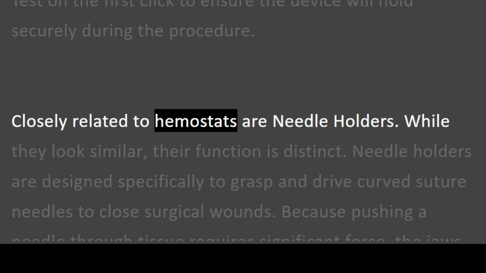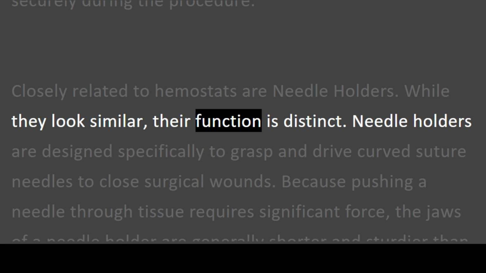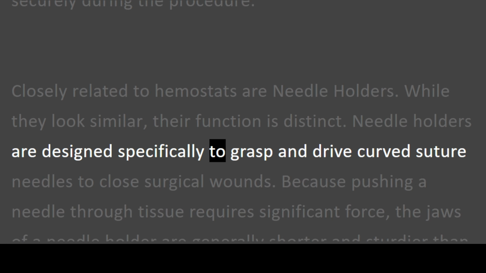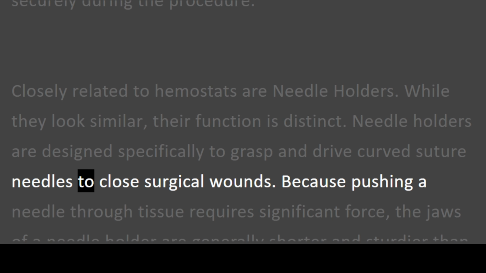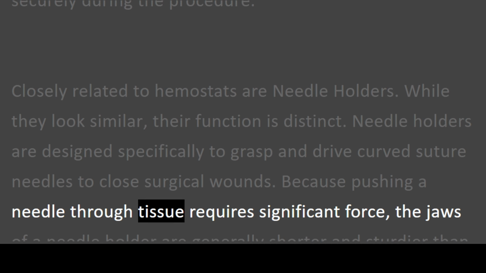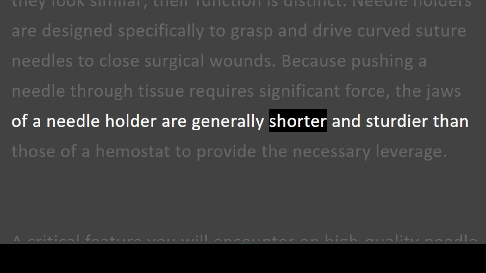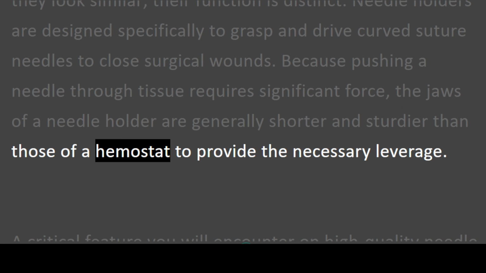Closely related to hemostats are needle holders. While they look similar, their function is distinct. Needle holders are designed specifically to grasp and drive curved suture needles to close surgical wounds. Because pushing a needle through tissue requires significant force, the jaws of a needle holder are generally shorter and sturdier than those of a hemostat to provide the necessary leverage.